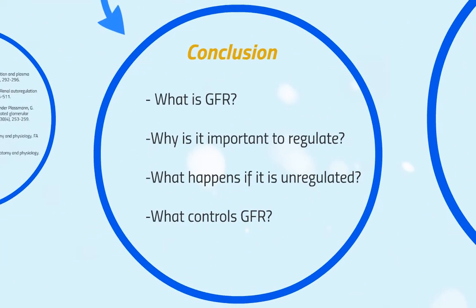So to conclude, glomerular filtration rate is the amount of filtrate in renal cells every minute, and it's important to regulate in order to maintain homeostasis of bodily fluids, as if unregulated it can lead to the over-reabsorption or under-reabsorption of bodily compounds. So in conclusion, intrinsic and extrinsic regulators work together to maintain this relatively constant GFR.